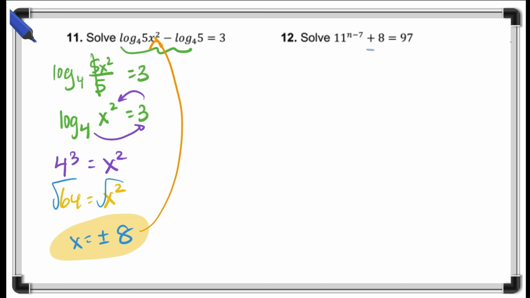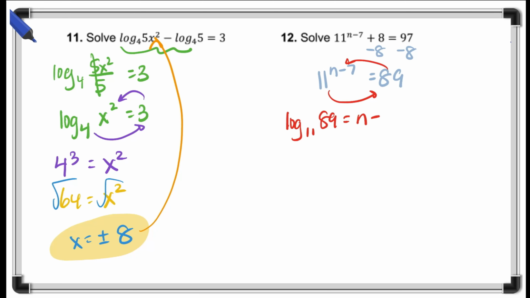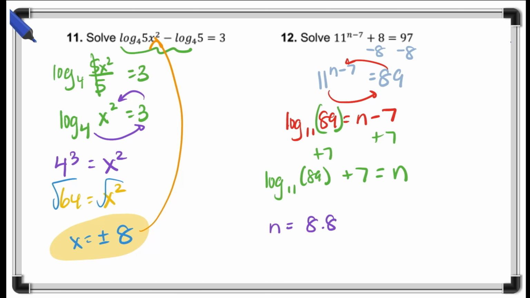Okay. Here, let's subtract 8, so 11 to the n minus 7 is equal to 89. Let's rewrite this exponential into a log. So log base 11 of 89 is equal to n minus 7. So what I'm going to do is add 7. Remember, 89 is separate in that argument. So log base 11 of 89, then close, and then add 7 to it. That equals n, and so n is approximately 8.872.